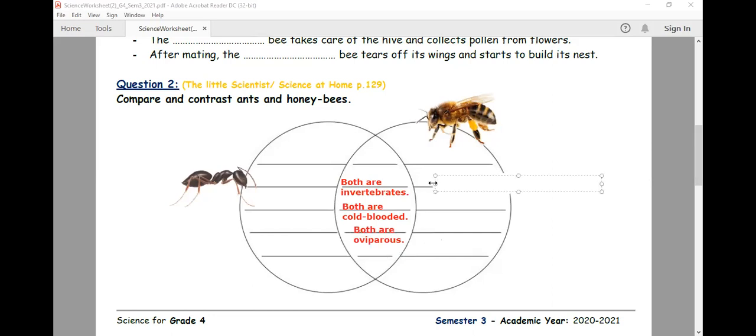Let's talk about the difference between these animals. The bee has wings and it can fly, but the ant doesn't have wings, it can only walk. All ants do not have wings? What did we say? No, no, no. The drones do not have wings.